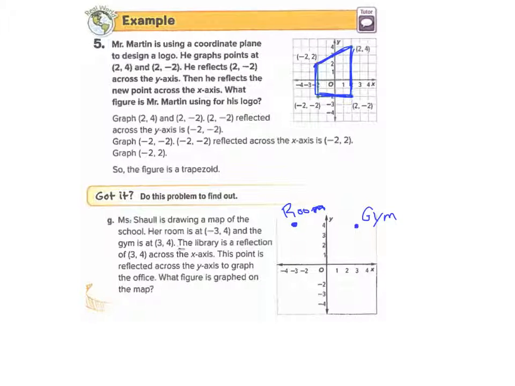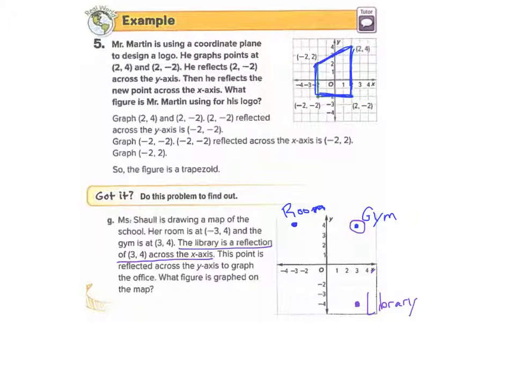Then it says the library is a reflection of 3, 4 across the x-axis. So here's my point, 3, 4. And I want to reflect over the x-axis. So I'm going to fold that top part down to match up with the bottom. So the gym was 4 units up, so the new point is going to be 4 units down. So that's going to be my library. So I reflected over that x-axis.